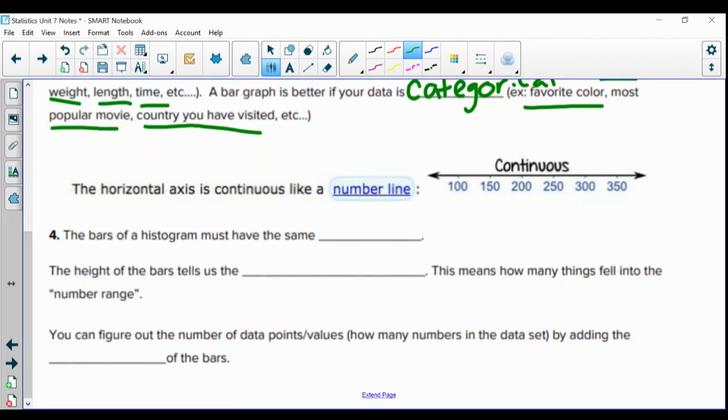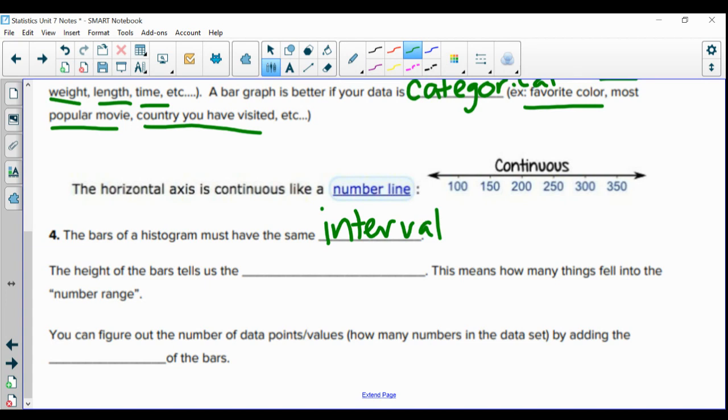So the horizontal axis is a continuous number line. On a histogram, just like we said, because there aren't any gaps, that means that the number line is continuous. It just continues throughout the entire graph. There aren't any breaks in between there unless you don't have any data for that specific number. So the bars of a histogram must have the same interval. So when we're creating our histograms, it's important that they have the same amount of data points within their bars.